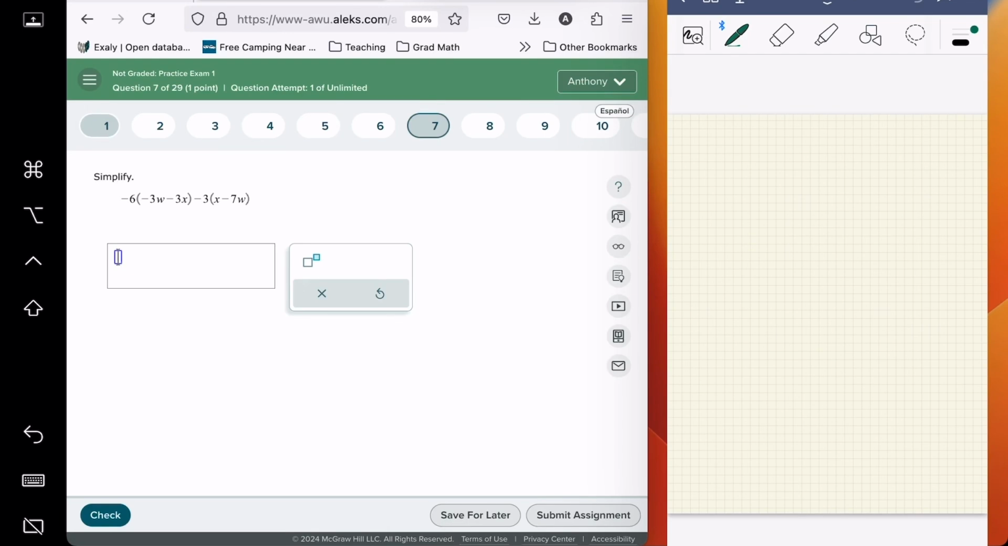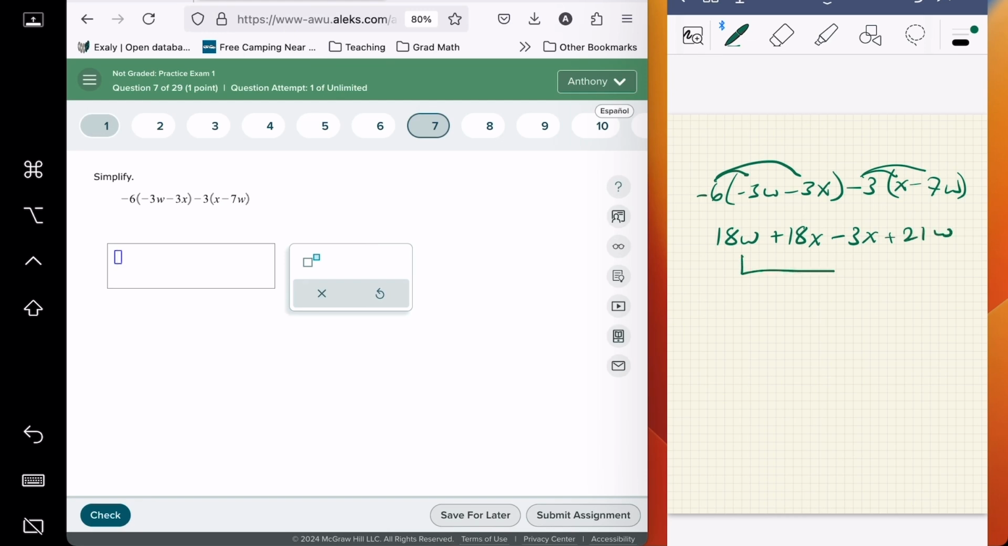All right, let's try and finish this out. So we need to simplify. Simplify means you're going to cancel whatever you can cancel, and you're going to combine like terms. So in this case, I want to distribute the negative 6. So we have negative 3w minus 3x, and minus 3x minus 7w. Minus 6 times minus 3 is positive 18 with a w. Minus 6 and minus 3 is positive 18 with an x. And then I distribute the negative 3, and it'll be a minus 3x and then plus 21w.